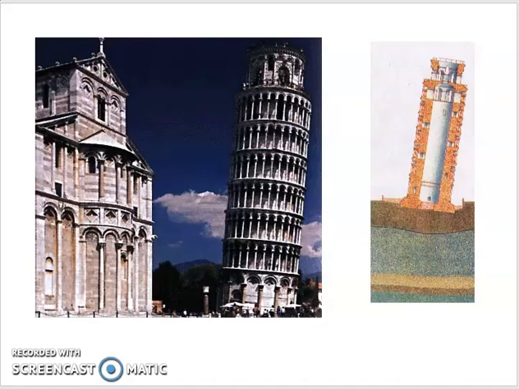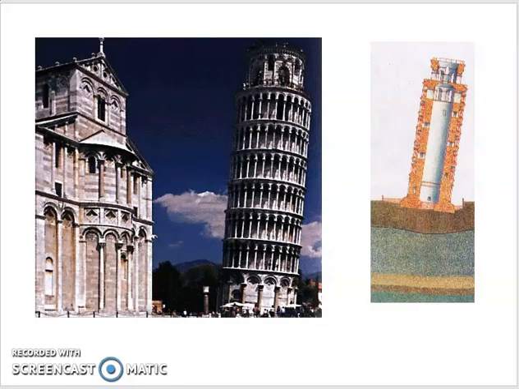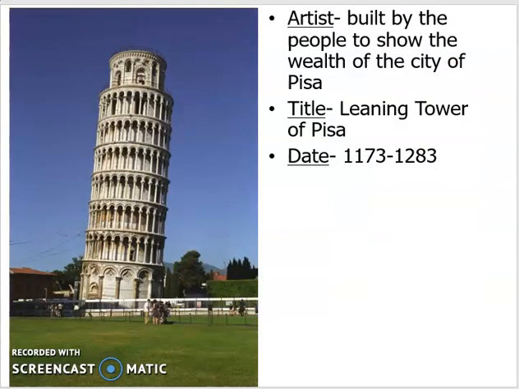The tower leans about 5.5 degrees to the south. That's not much at all, but it looks like it's really leaning, especially when you see it up against the building like this, sticking out to the side. Okay, so here's some information about the Leaning Tower of Pisa.